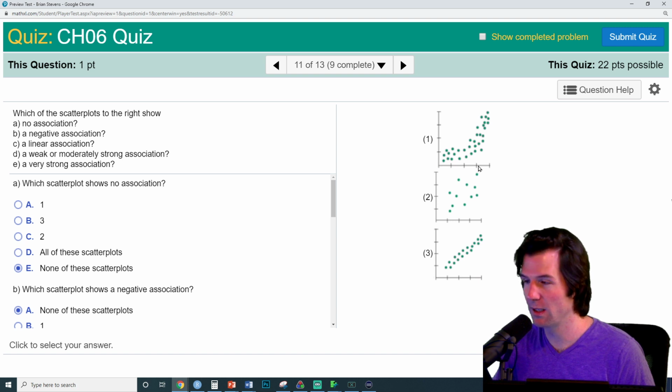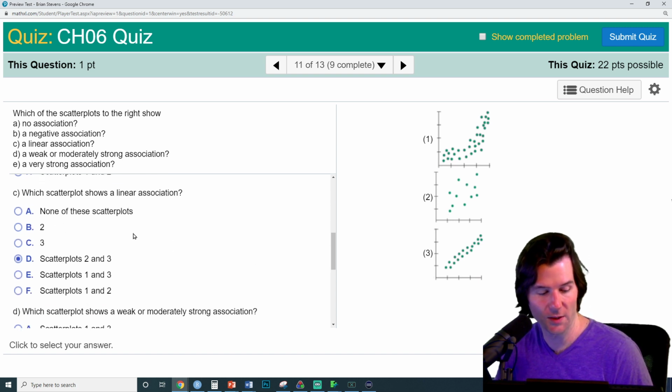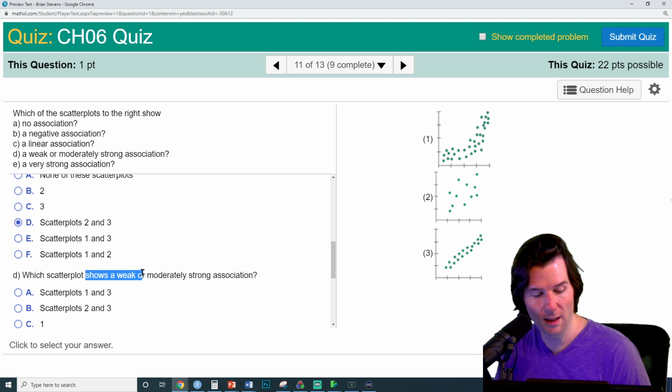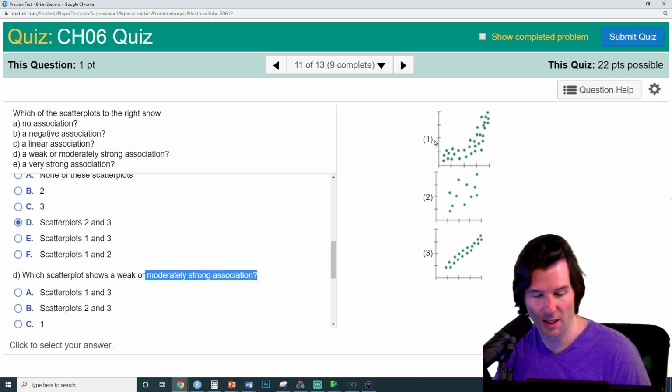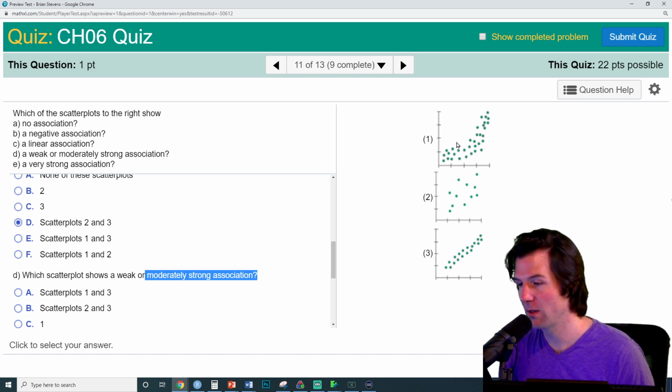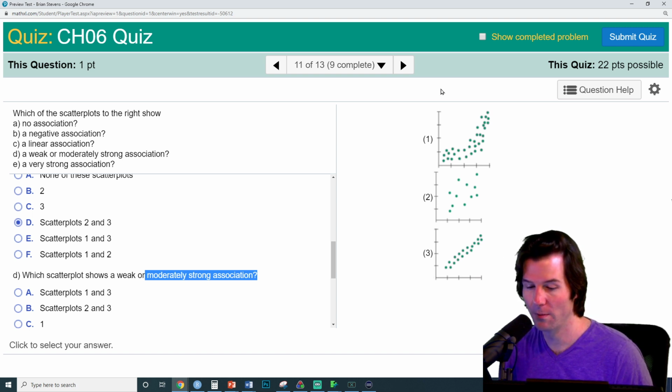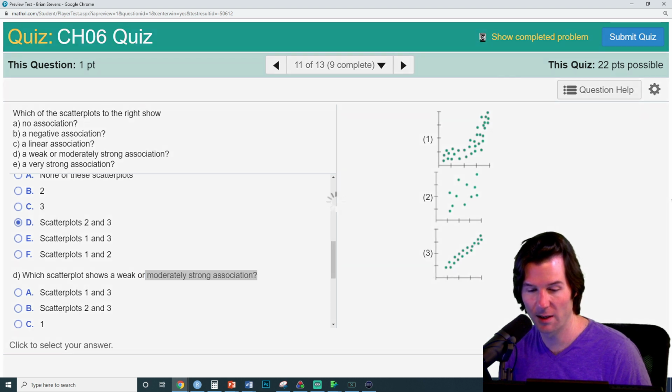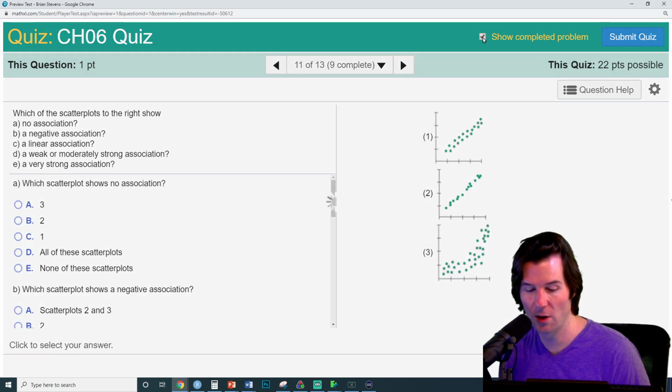This one right here is linear, but it's weaker. And so they're classifying that one under the weak. And then this one they're saying is moderately strong. Is the downward parabola negative? Nope. It'll be non. It'll have no direction to it.